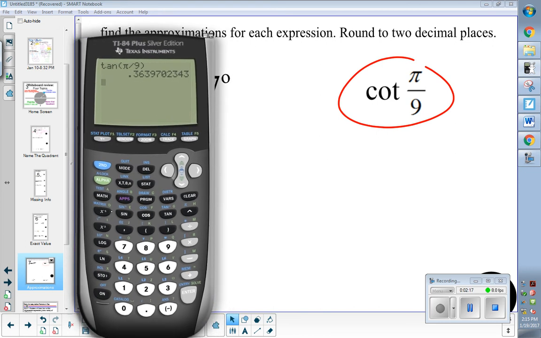X to the negative 1 thing. This thing right here, that's the button I want. So I hit that. It takes my answer and raises it to the negative 1. It's going to do the reciprocal. My answer is 2.75 when I round to 2 decimals. Finding the approximate value.